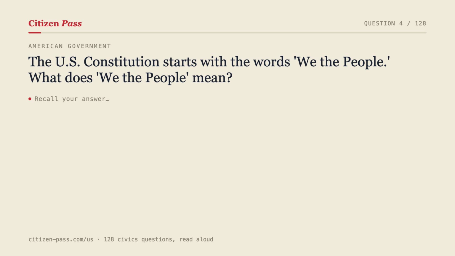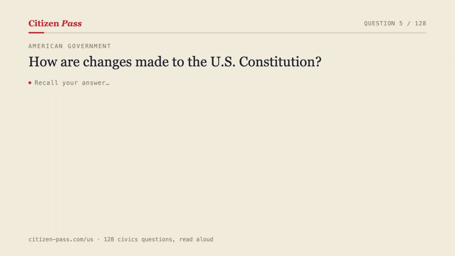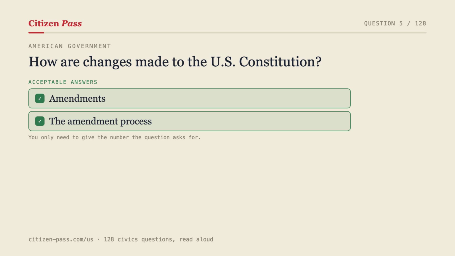What does "we the people" mean? Acceptable answers include self-government, popular sovereignty, consent of the governed, people should govern themselves, or the government's power comes from the people. How are changes made to the U.S. Constitution? Acceptable answers include amendments or the amendment process.